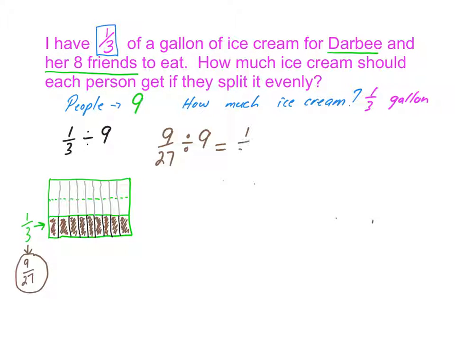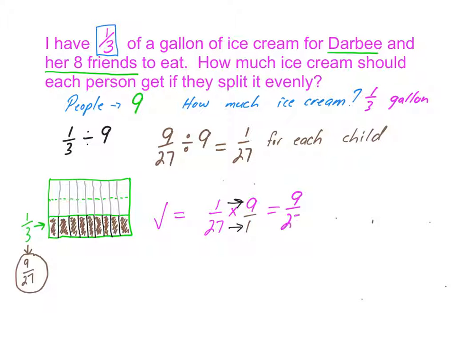So it looks like either by counting with the picture or by thinking about this problem, if I have 9/27 and need to divide by 9, that would give me 1/27. So now I need to check my answer and make sure that it makes sense. You can see here in the pink, we have 1/27 times the 9 people that will be eating it equals, and when you multiply, we put that 1 underneath the 9, go straight across, and get 9/27. So 9/27 is what we call an equivalent fraction to 1/3. So it looks like our work was successful and we found the right answer.